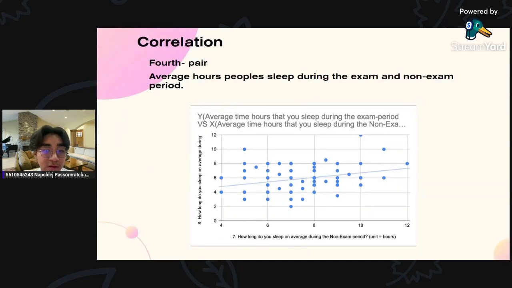And the fourth graph shows us the average hours that people sleep during the exam period and non-exam period. This provides a negative correlation. It shows us that there is some association between the average hours of sleep per day during the non-exam period and the average hours during the exam period, in a way in which people tend to get more sleep during the non-exam period than the exam period.